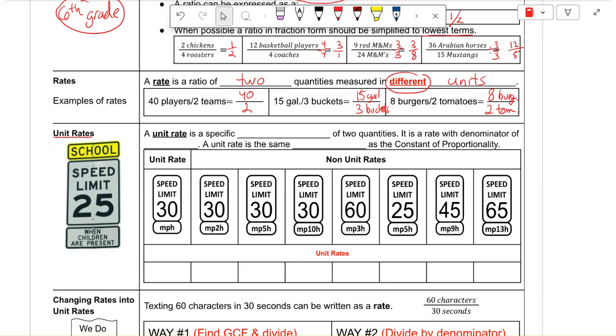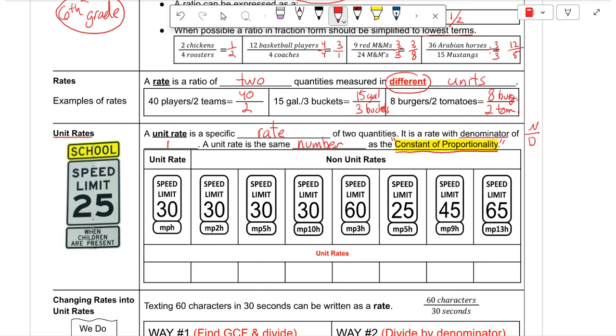A unit rate is a specific rate of two quantities. It is a rate with a denominator of 1. Remember, the numerator is on top and the denominator is on the bottom. So it has to have a 1 down there to be a unit rate. A unit rate is the same number as the constant of proportionality. Now if you have a highlighter, take a moment to highlight that, or at least underline it. Constant of proportionality, and that's what you're going to be learning about in this unit.